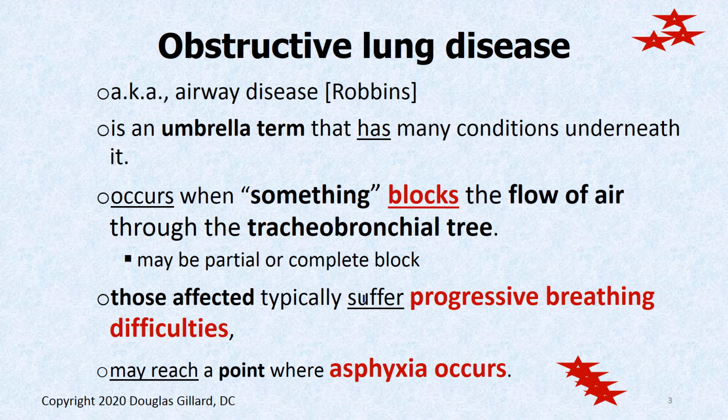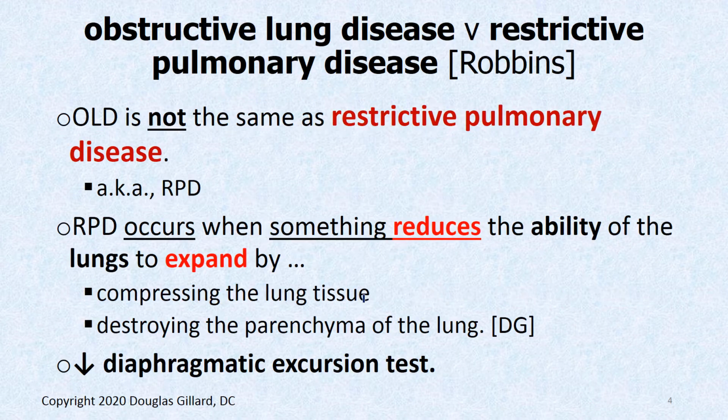So typically, they progress to breathing difficulties, right? If your tracheobronchial tree is blocked from whatever, you have trouble breathing, right? And it could get so bad where you have trouble with things like acidosis and even oxygenating the body tissue. So you could die from this condition.